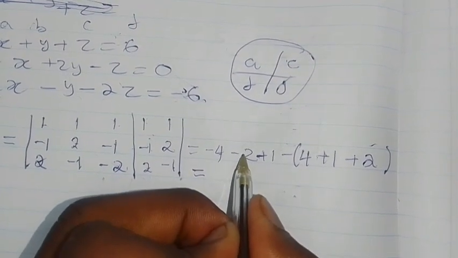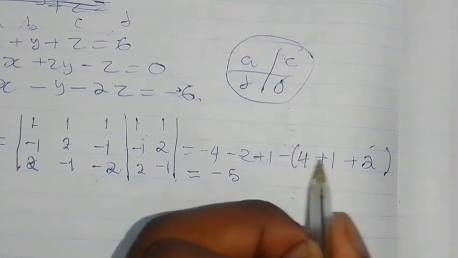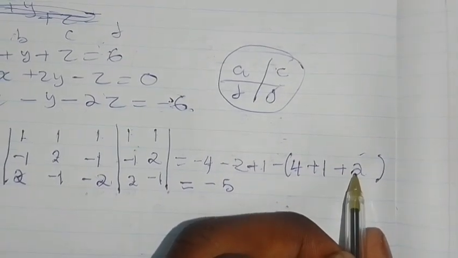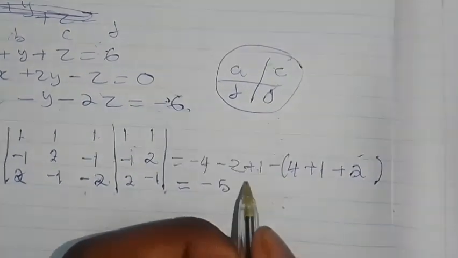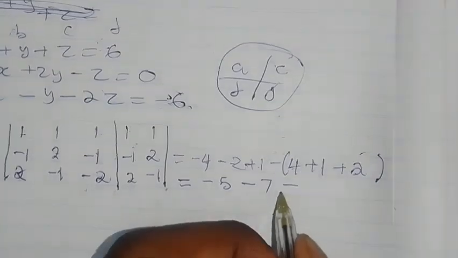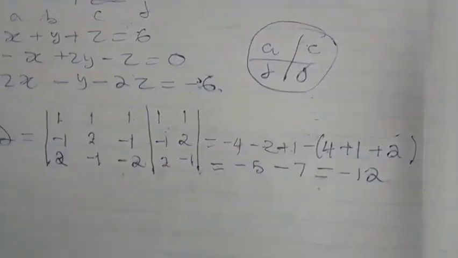Minus 4 minus 2 minus 6 plus 1 minus 5. And then 4 plus 1, that's 6, plus 4 plus 1, it's 5, plus 2, it's 7. Then you have minus 5 minus 7, which is technically going to give you minus 12. So you have this determinant now.